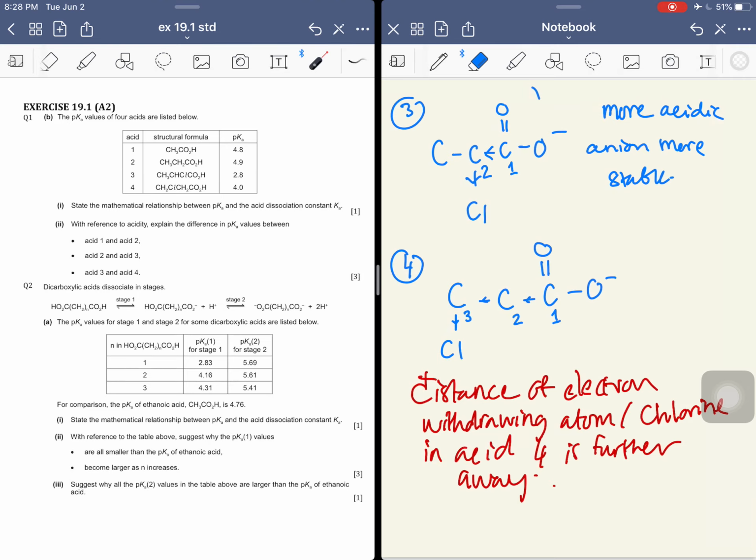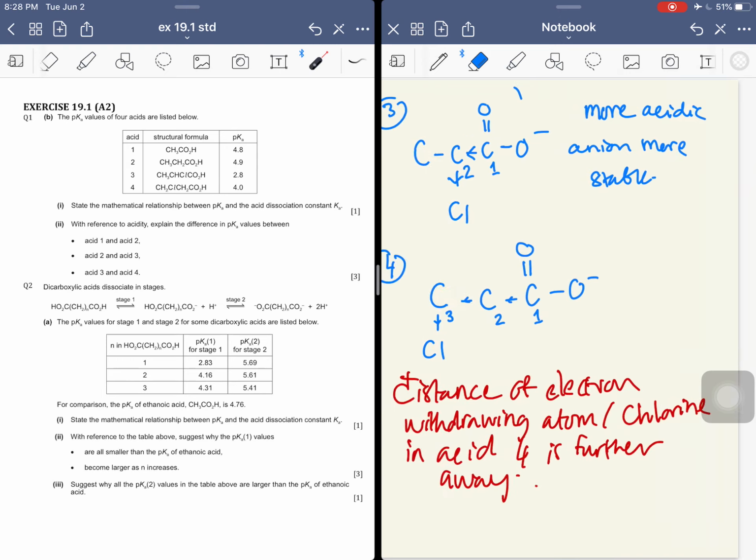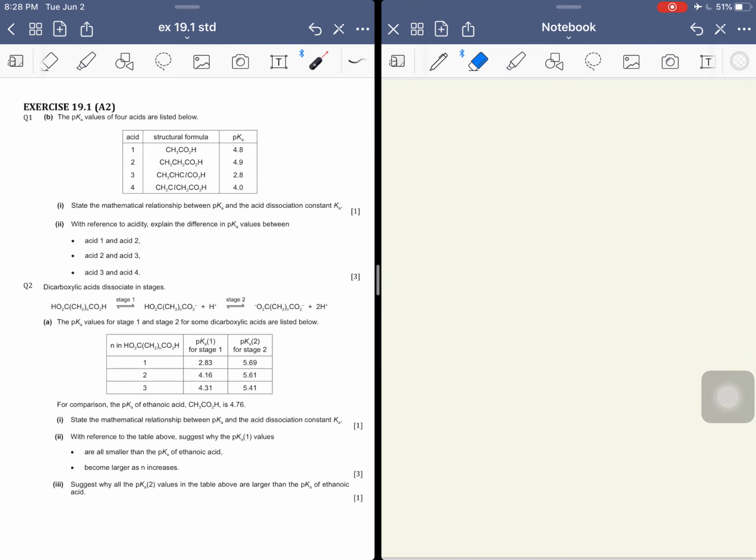Right, so that's question 1. Moving on to question 2. Question 2 is a little bit uncommon, but it does come out and it is definitely in your syllabus. So there are two stages.